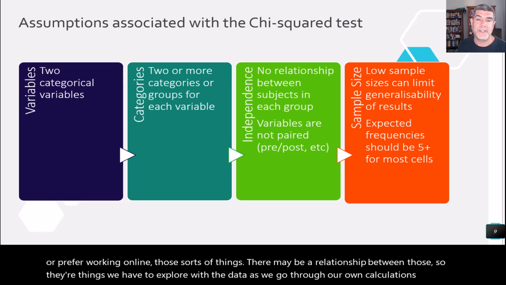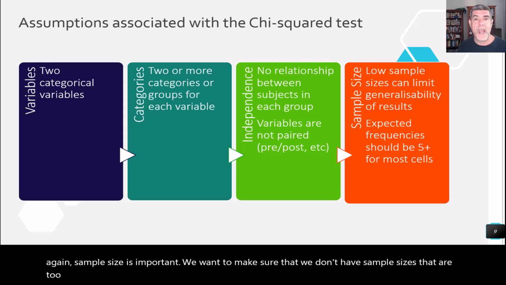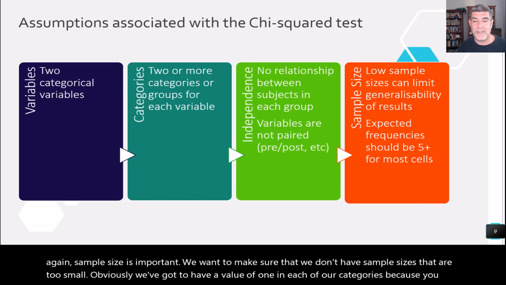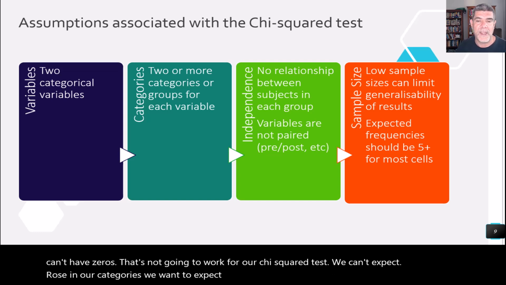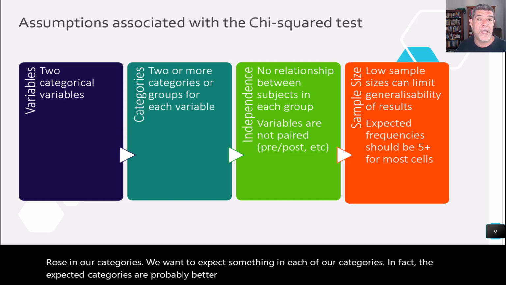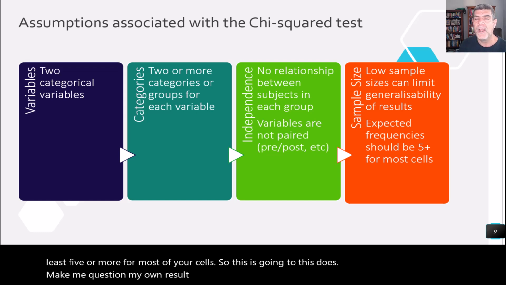And again, sample size is important. We want to make sure that we don't have sample sizes that are too small. Obviously, we've got to have a value of 1 in each of our categories, because you can't have zeros. That's not going to work for our chi-squared test. We can't expect zeros in our categories. We want to expect something in each of our categories. In fact, the expected categories are probably better, if you're wanting a valid result, at least 5 or more for most of your cells. So this does make me question my own result around my modes, and so probably I would be needing to think about some other tests.